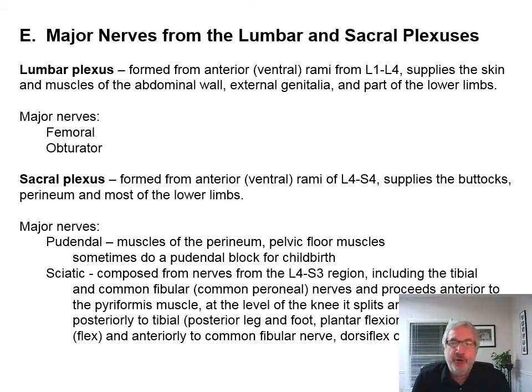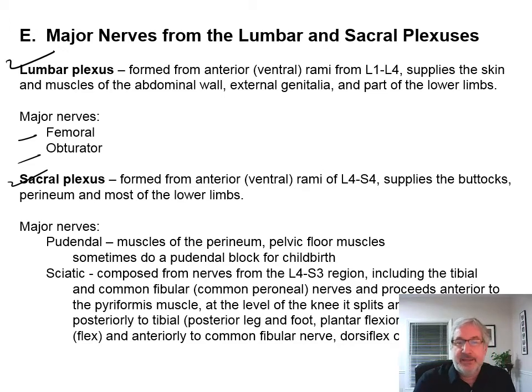Okay, the major nerves coming out of the lumbar plexus. The lumbar plexus is in the lumbar region. The major nerves are the femoral and the obturator. You may remember the obturator foramen from the pelvic bone, and we'll take a look at that in a second. With the obturator foramen being a hole, what do you think goes through that hole? It's called the obturator foramen.